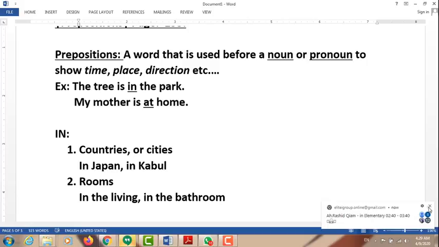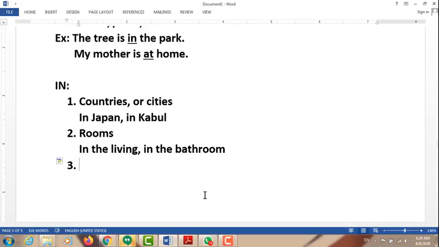Number 3, it is also used for buildings. For what? Buildings. Remember, for buildings like what? In a shop. And in a cinema. Yeah, cinema is usually in a building. Okay, number 4. Number 4, you also use it in enclosed spaces.